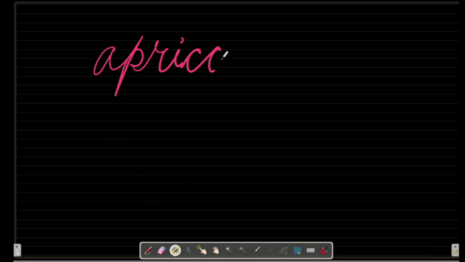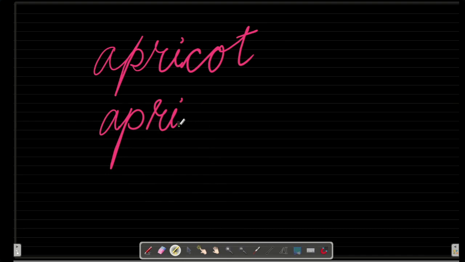Apricot. How to write apricot? A. P. Okay. Then R. I. C. O. T. In this way. One by one, how to write? A. P. R. I. Apri. C. O. T. Apricot. Right?